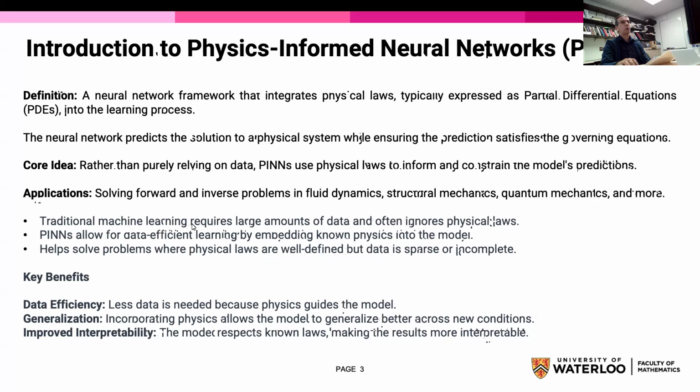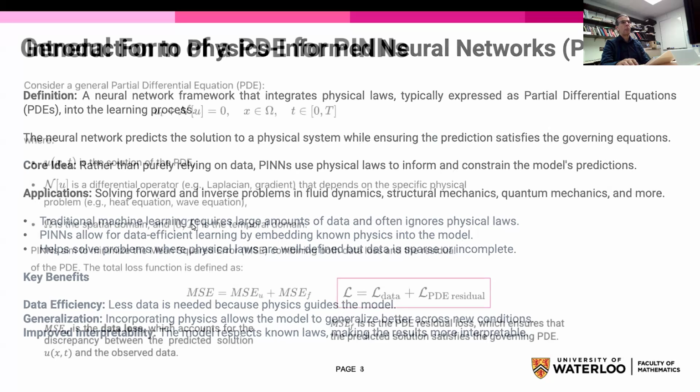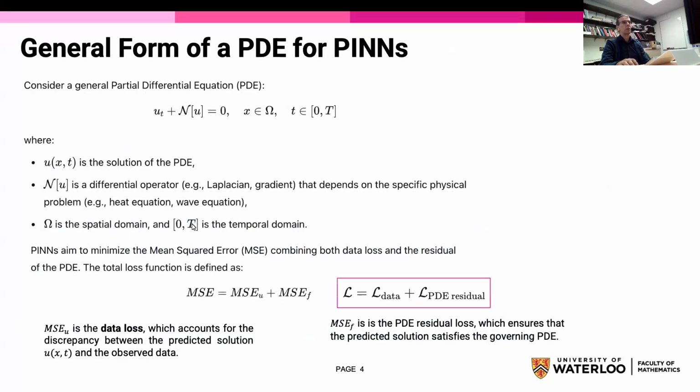In particular, PINNs are useful for solving problems ranging from fluid dynamics, structural mechanics, quantum mechanics, and of course biology, and for us cancer. And it is very useful whenever the data is sparse or incomplete, which happens a lot in biology.